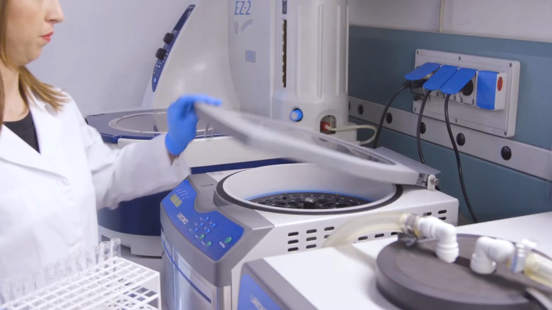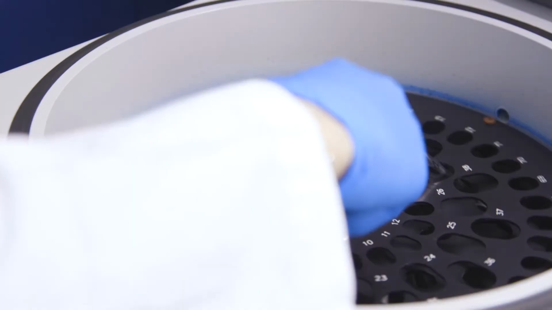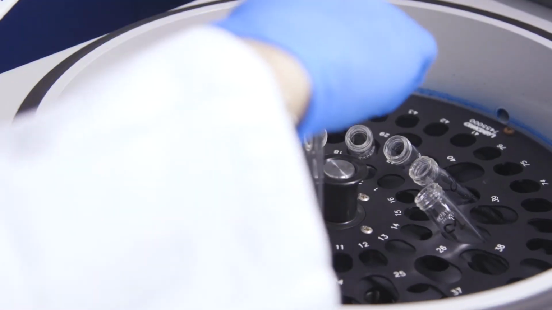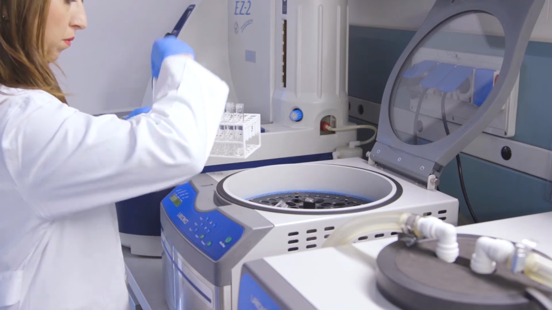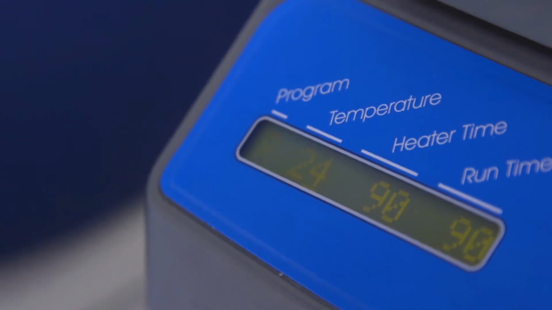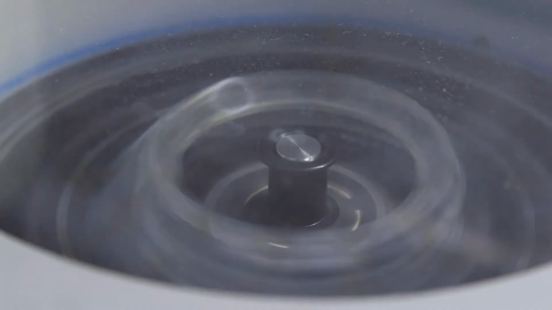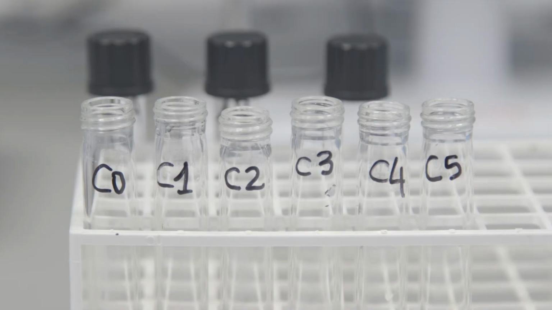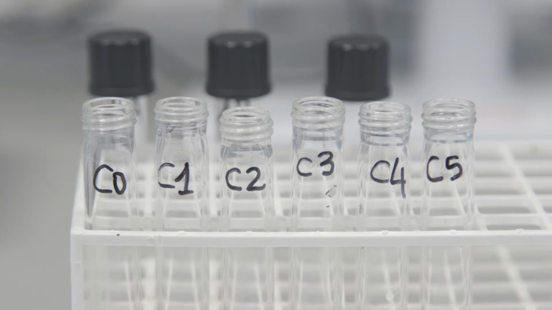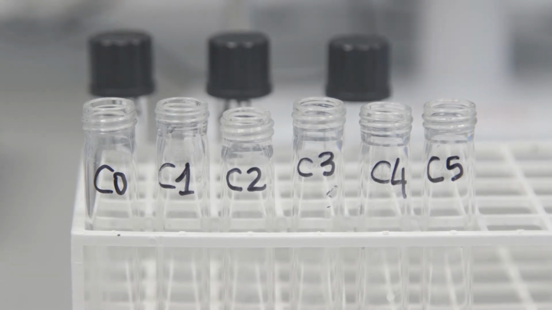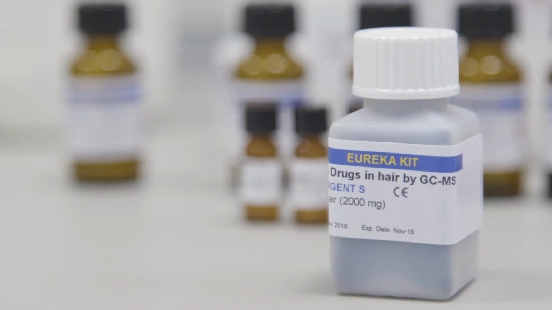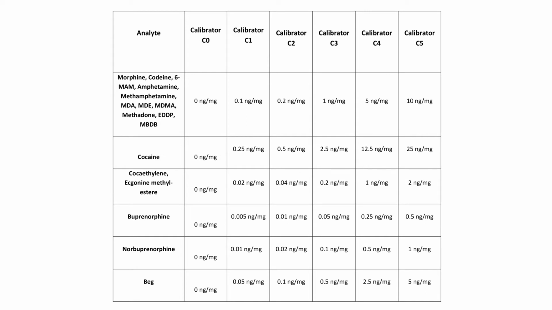We dry each calibrator using a flow of helium or nitrogen. In this step, the working temperature must be less than 40 degrees Celsius. We add to each tube of calibrators C0, C1, C2, C3, C4, C5 dried, 50 mg of reagent S, blank hair, supplied in the kit. You will then get the concentrations reported in this table.